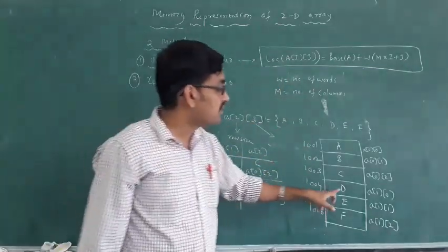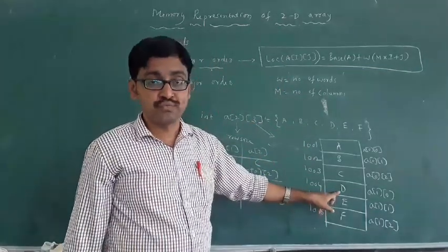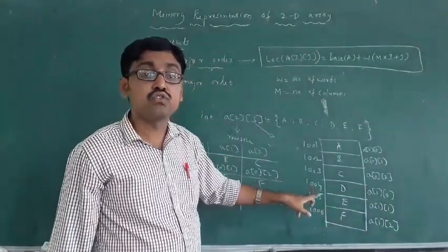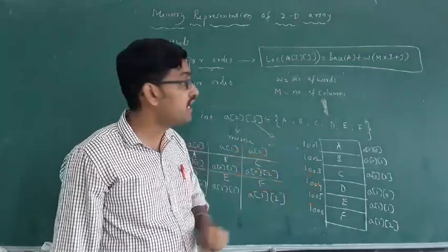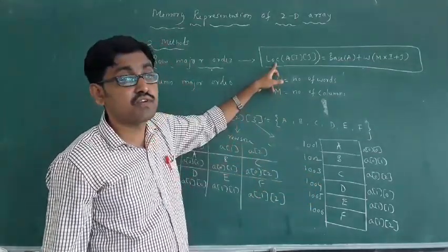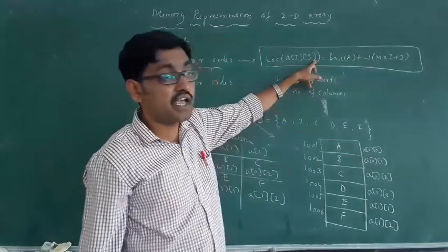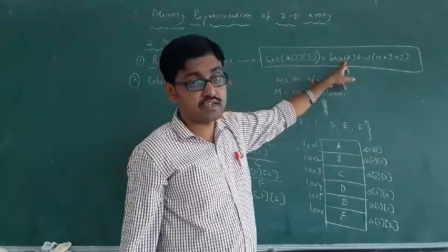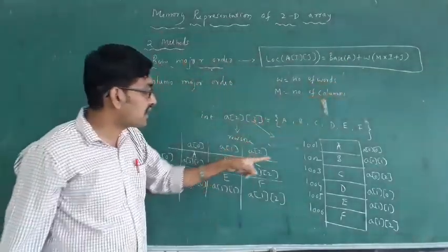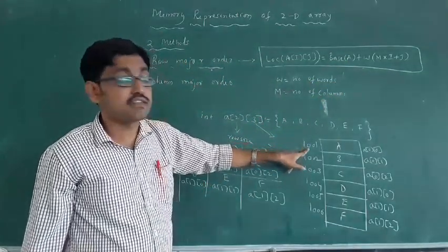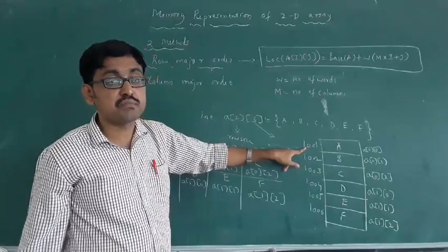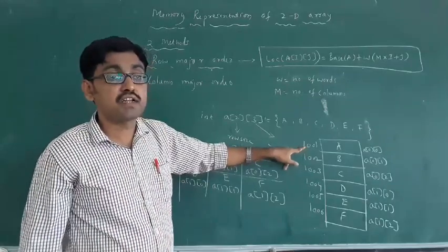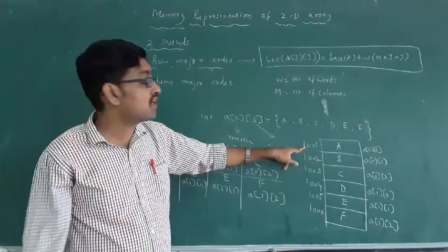For example, the address of D. I want to see where the address of D is stored, in 1004. I want to find the address, then you have to use this formula. Location of A of ij equal to base address. Base address means what? The first address of the array. The first address is called base address. Many times it is asked in examinations. What is base address? The first address of the array is called base address.